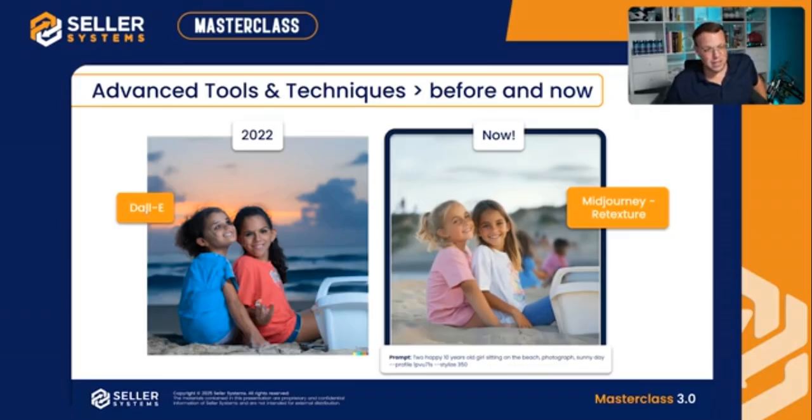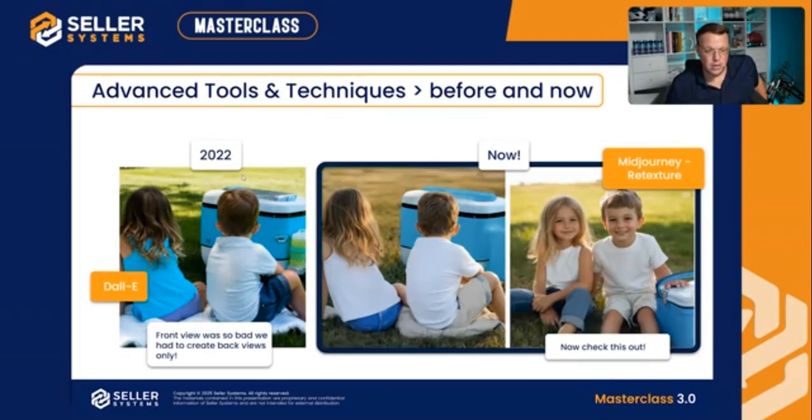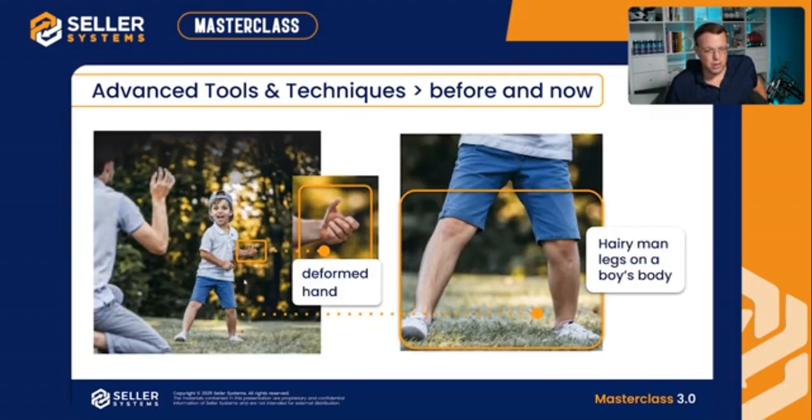And this was DALL-E when they first came out in 2022. It was a struggle. You just couldn't do people at all. So there's 2022. Even if you did their back, it was okay. And now look how good it is. Like, this cooler is clearly AI. I don't like it. This image is amazing, right? Here's another one. Still had issues, deformed hands, hairy man legs on a boy's body, like some major issues, right?